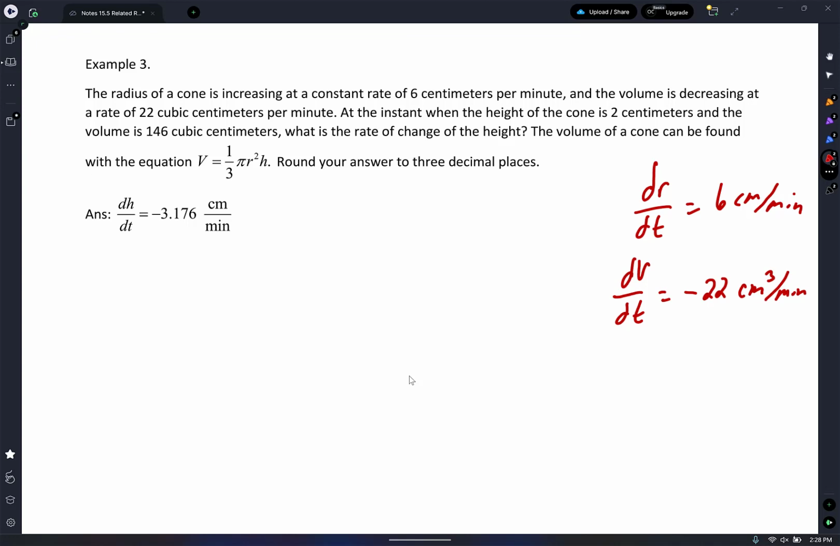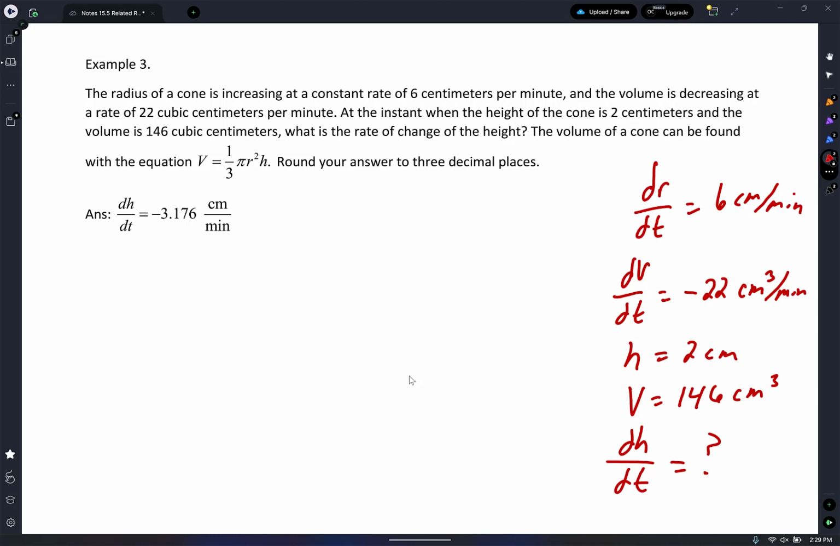Nothing crazy, right? Okay. At the instant when the height of the cone is 2 centimeters, so put height equals 2 centimeters, and the volume is 146 cubic centimeters, so volume equals 146 cubic centimeters. What is the rate of change of the height? So they want the dh/dt, question mark. Are you guys ready?